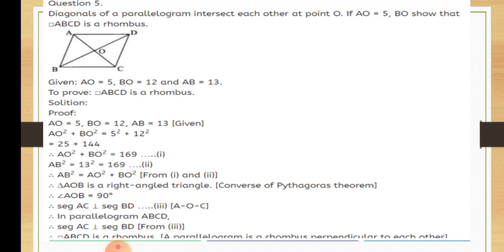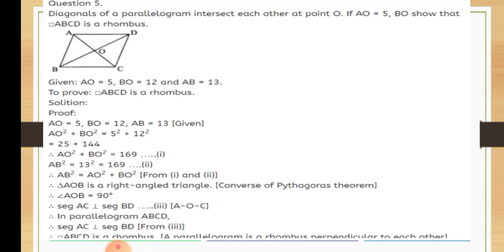Now here AO square plus BO square equals 5 square plus 12 square. As we know, 25 is the square of 5, 144 is the square of 12. When we add both of these, here we are getting 169. So AB is nothing but what? AB square is also 169.